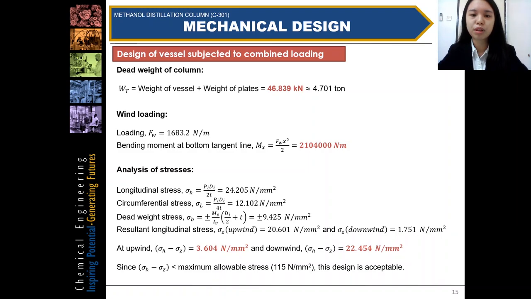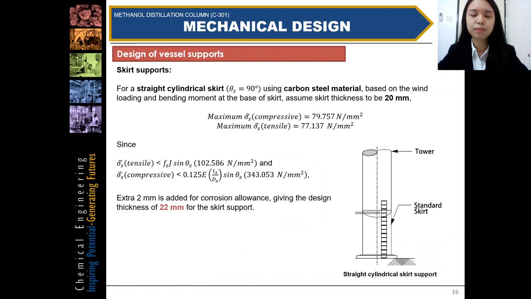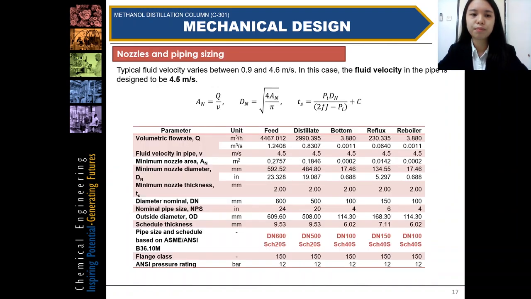In terms of vessels subjected to combined loading, the dead weight of the column is approximated to be 46.8 kN. From there, the analysis of stress is performed, where the greatest difference between the principal stresses is found to be on the downwind side, which is still lower than the maximum allowable stress. In terms of vessel support, a straight cylindrical skirt with carbon steel material and 12 mm thickness is used. For nozzle and piping sizing, by taking the fluid velocity in the pipe to be 4.5 m per second, the nozzle and piping sizes are then determined at all inlets and outlets.